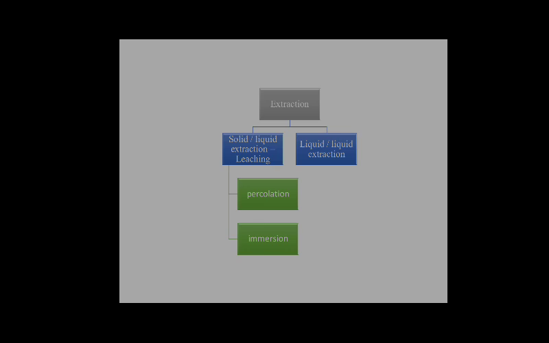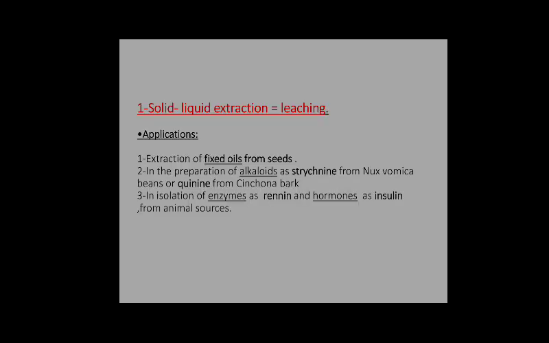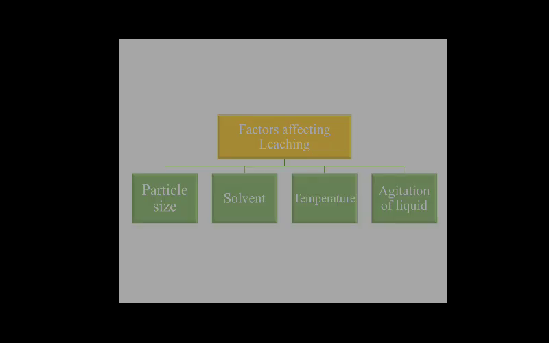Extraction may be solid-liquid extraction, meaning leaching, or liquid-liquid extraction. Leaching may be done by percolation or immersion. Solid-liquid extraction, leaching, has very important applications: extraction of fixed oil from seeds, in the preparation of alkaloids like strychnine from Nux vomica beans or quinine from cinchona bark, in isolation of enzymes such as renin and hormones such as insulin from animal sources. Factors affecting leaching: particle size, solvent, temperature, agitation of liquid.